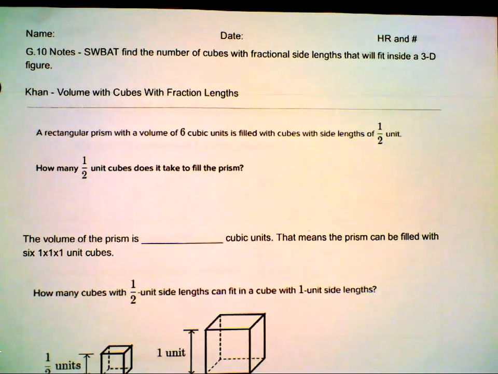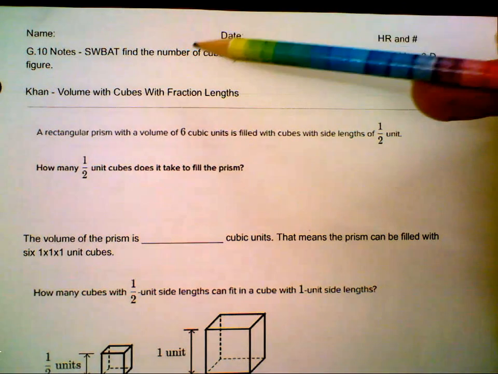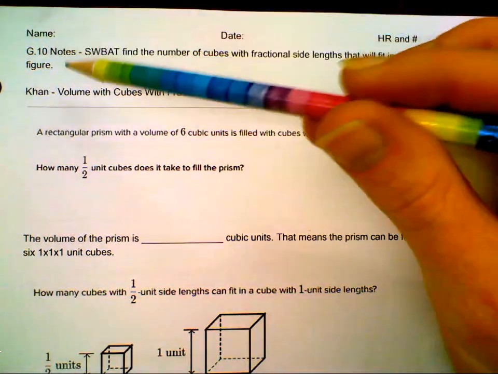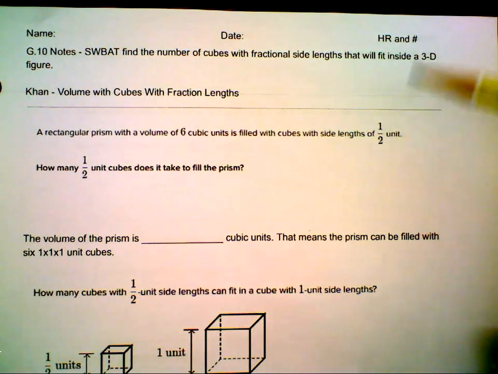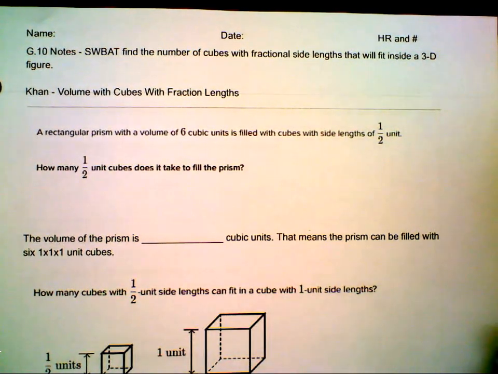One of the skills that we need to master as 6th graders is finding the number of cubes with fractional side lengths that will fit inside a 3D figure. What this means is that we are going to be taking blocks that aren't full units but fractional units, so a third of a unit or a half of a unit, and we'll see how many of those blocks we can fit into a bigger shape.